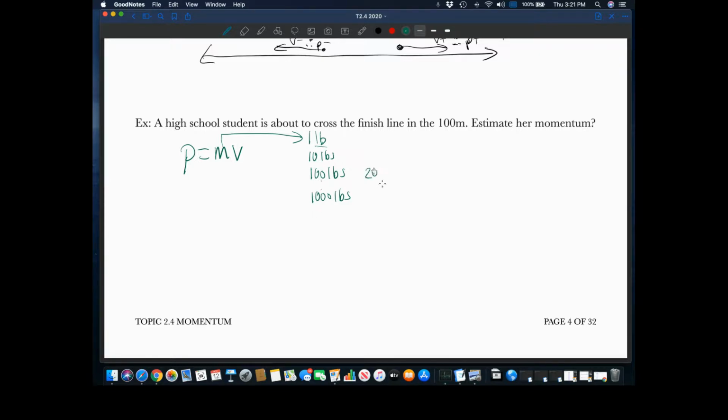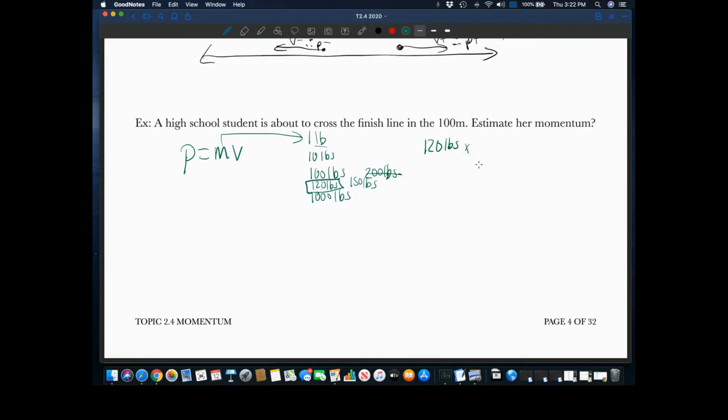We could go to 200 pounds. Well, we know that's too much. And if we go to 150 pounds, that is probably also too much. And so we might land at about 120 pounds. So notice how we were able to get a ballpark picture, a ballpark snapshot, or an estimate of her size. So now we know that it's 120 pounds.